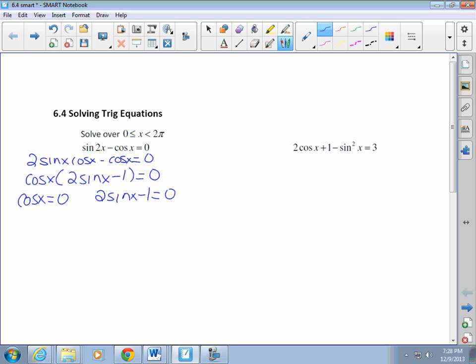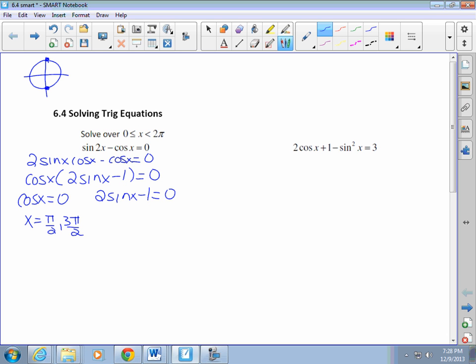So cos x is equal to 0. I know I can't use a triangle for that, so that means I'm going to use my circle. Cos x is the same as the x variable. The x variable is at 0 here and here, which means it's at 0 at pi over 2 and 3 pi over 2.